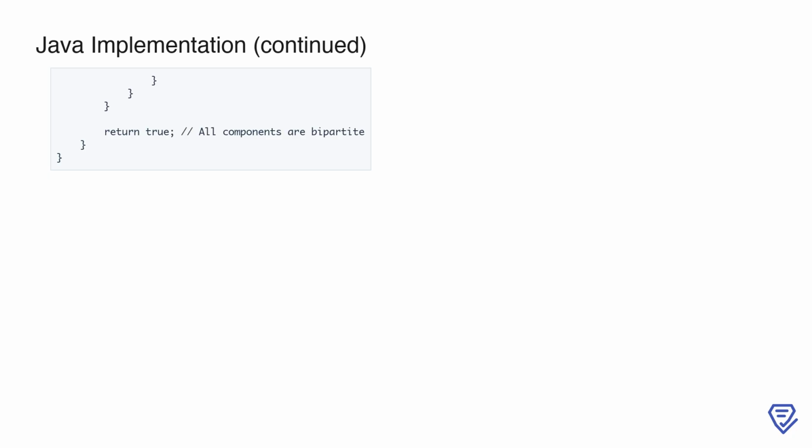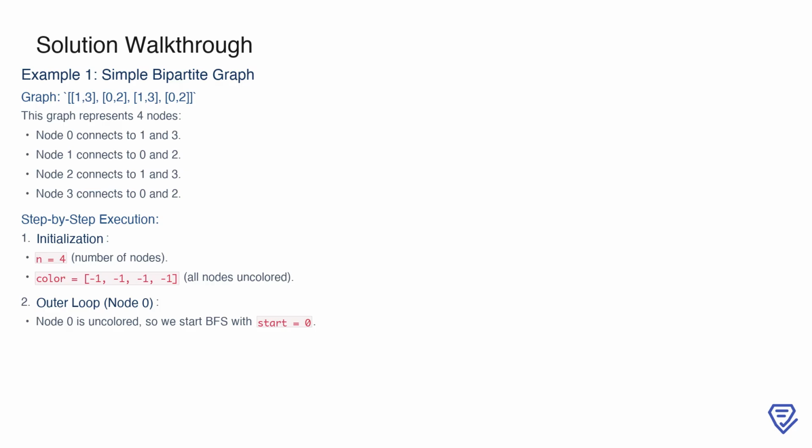for the bipartite property. Here, we have a simple bipartite graph represented by the adjacency list [[1,3],[0,2],[1,3],[0,2]]. The graph consists of 4 nodes, where node 0 connects to nodes 1 and 3, node 1 connects to nodes 0 and 2, node 2 connects to nodes 1 and 3, and node 3 connects to nodes 0 and 2.